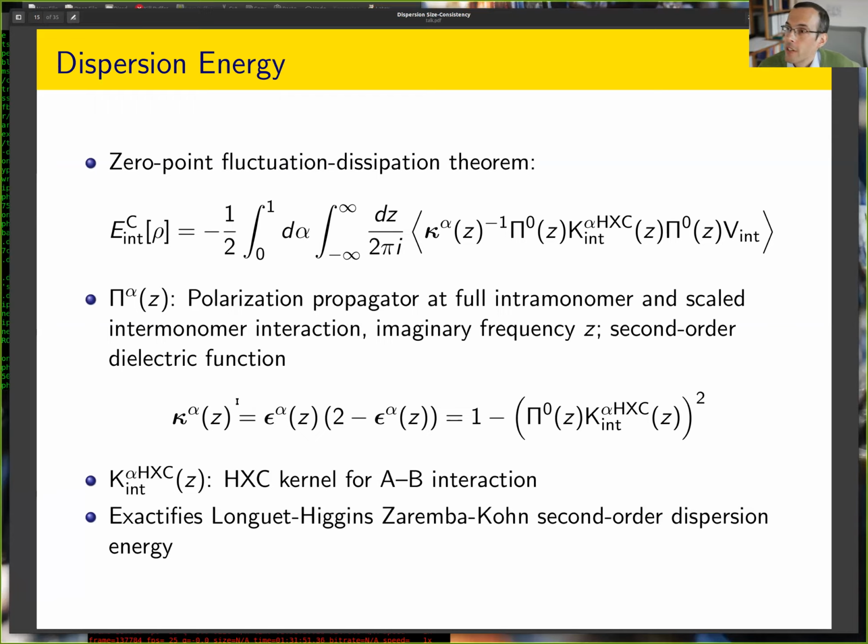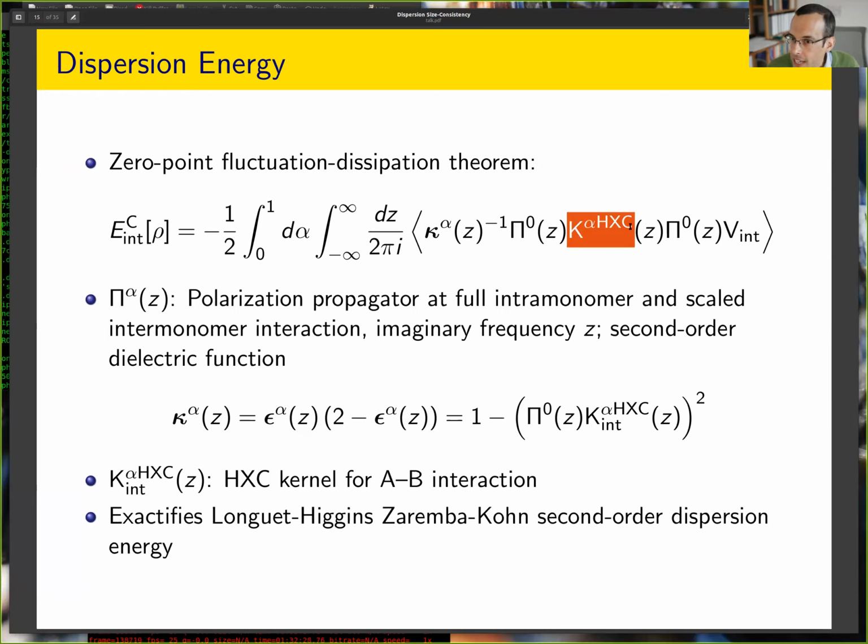So now by invoking the zero-point fluctuation dissipation theorem, as we do it for the standard adiabatic connection formalism as well, we can express the correlation energy in terms of the polarization propagator of the non-interacting monomer system. And again, keep in mind, non-interacting doesn't mean Kohn-Sham, it just means the monomer by itself at full intramonomer coupling, but with the density of the dimer. All right, so that's the pi naught here.